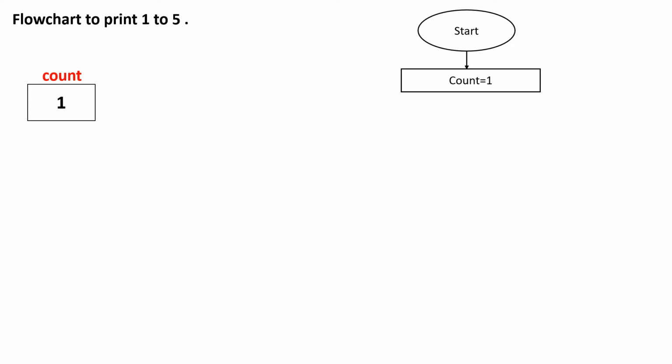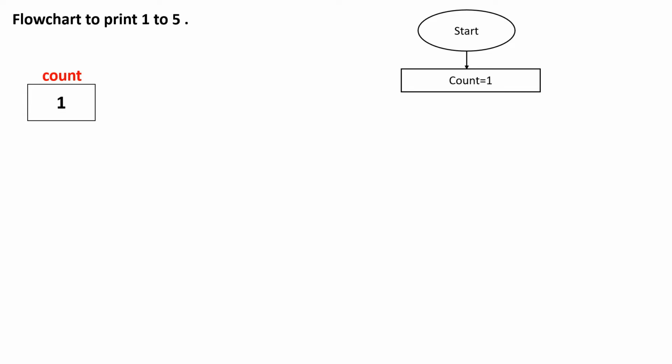So I have to store this 1 somewhere. I will store it in count equal to 1. This is a process, so I use a rectangle or process box for writing count equal to 1. I am assigning a value. So now the count became 1.